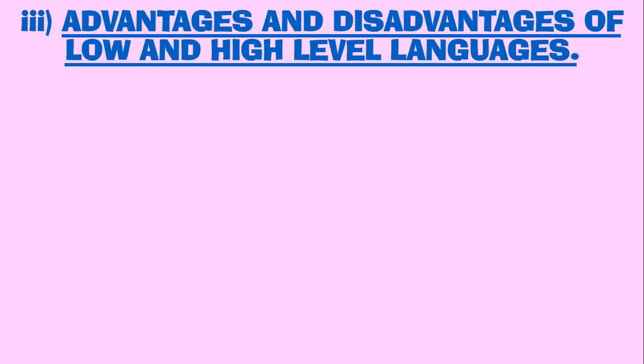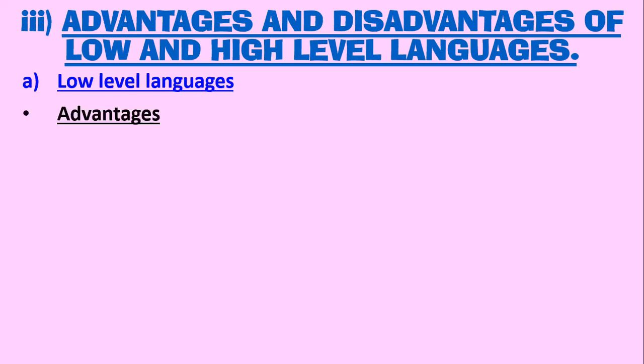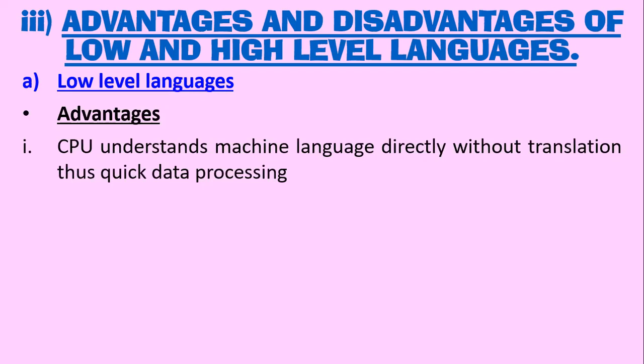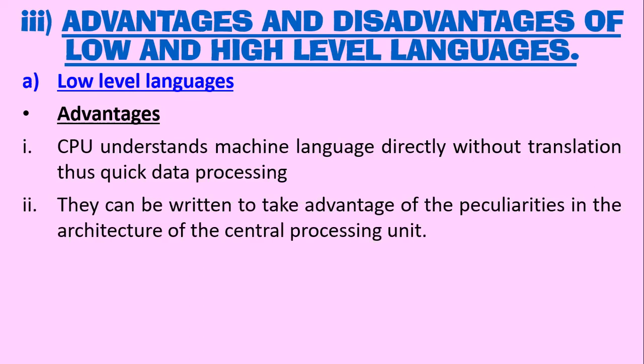Let's now look at the advantages and disadvantages of low and high-level languages. We begin with the low-level languages. The advantages include, number 1, the CPU understands machine language directly without translation, and therefore it lends itself to quick data processing. Secondly, they can be written to take advantage of the peculiarities in the architecture of the central processing unit.